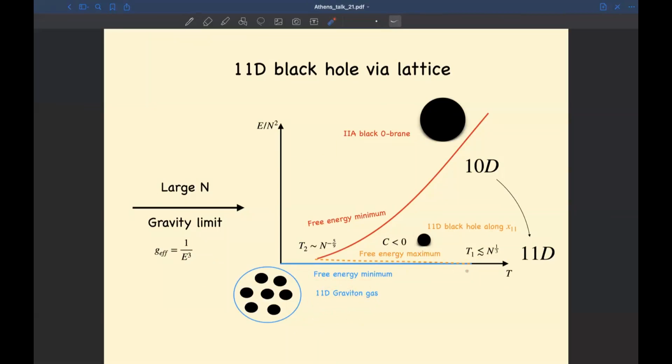Again, there should be at some point a passing to an unstable phase, which could be thought of as an 11-dimensional black hole localized along S1, which also has negative specific heat. And again, there is a transition to type IIA at temperature T2. Now, this is understood as a Gregory-Laflamme instability in this case.